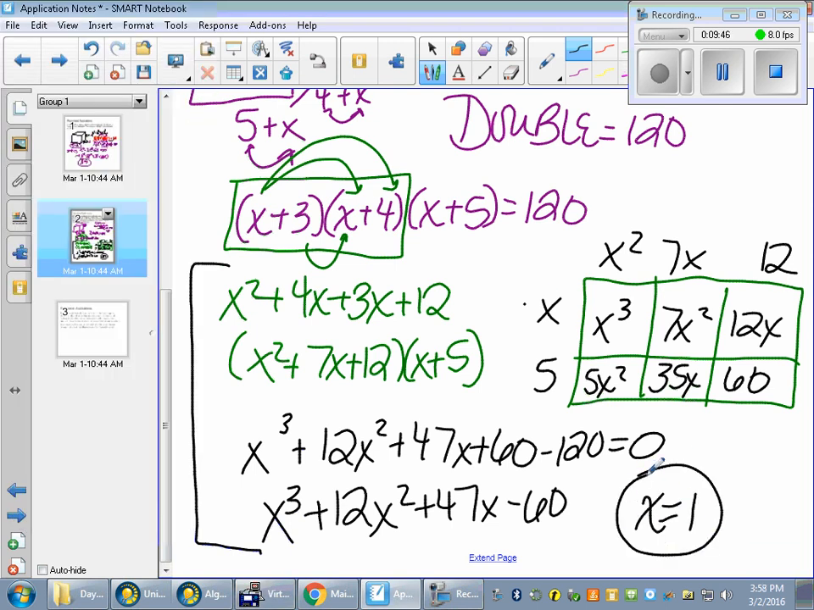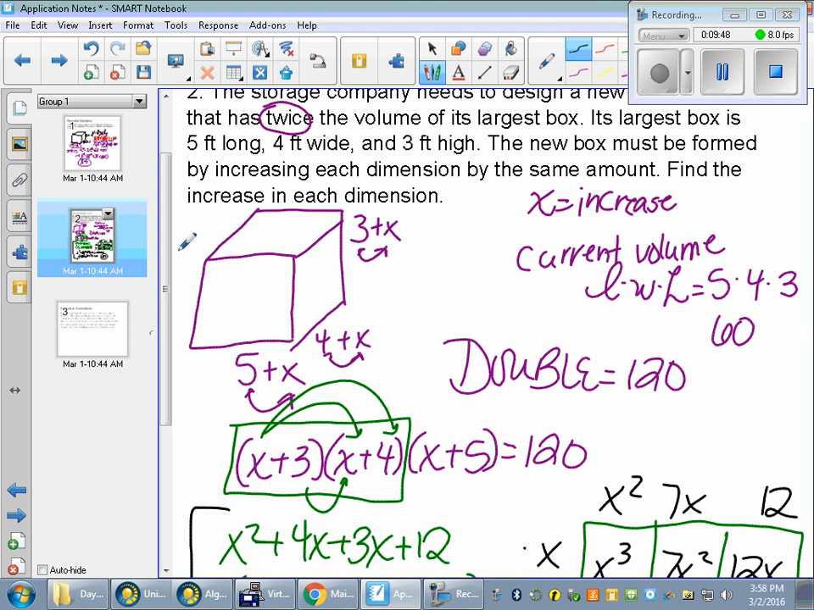So that means each side of my box up here is going to increase by 1. So my new dimensions are going to be a 6 by 5 by 4. So it says find the increase in each dimension. Well, that's just the 1, but let's double check our answer. It's always wise to take a second and plug this in. So is 6 times 5 times 4 going to give me 120? And it does. So I know that I did this correctly.